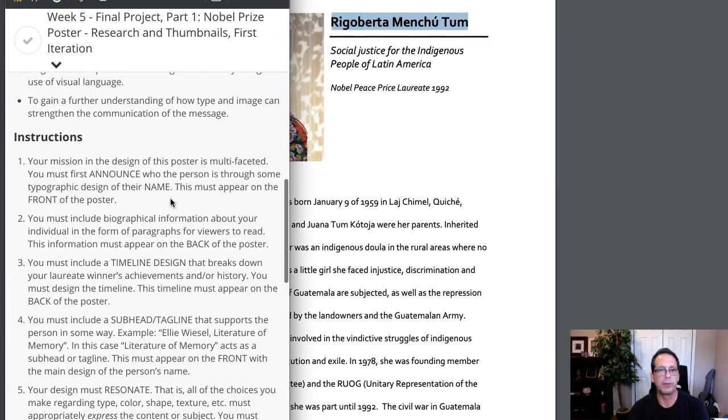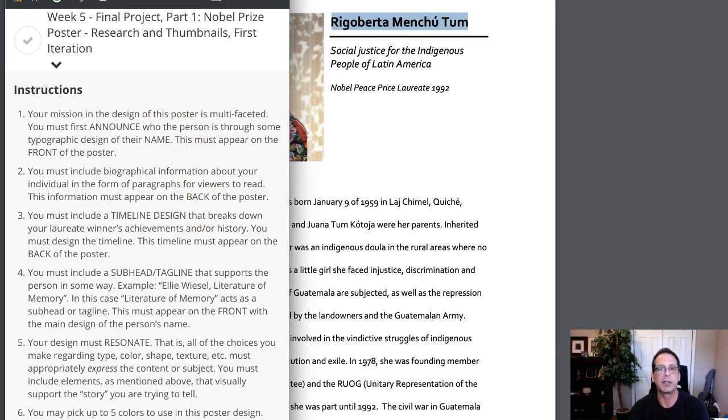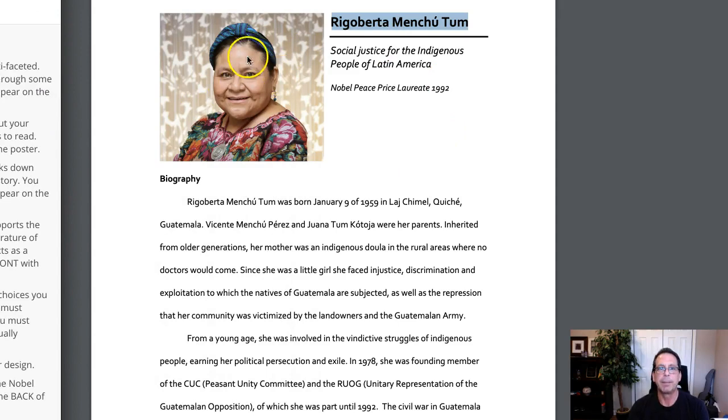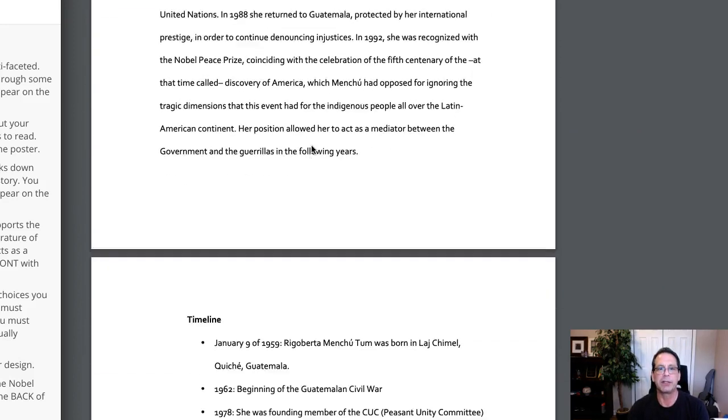So all we have to do now is take a look at the instructions, and I'll be addressing this as I look at your sketches. Great job. That's a good bio image, and you're right, and she's known for that traditional Guatemalan dress with the textiles and patterns. So that's fantastic, and I'll talk about that again in just one second. But the bio information is fantastic.